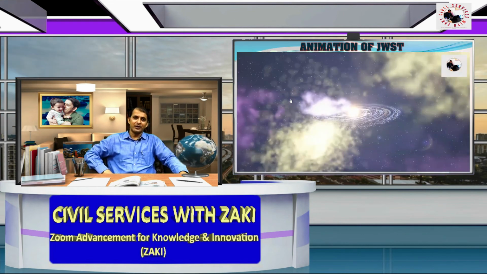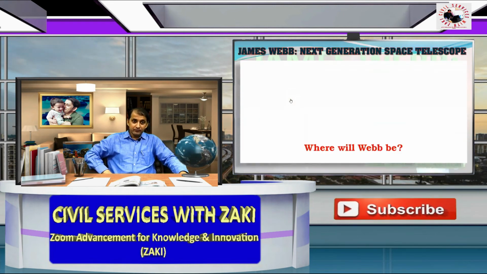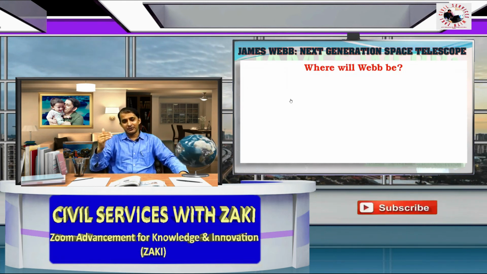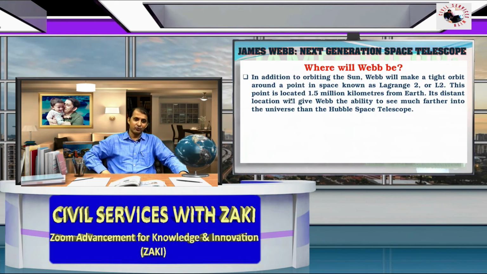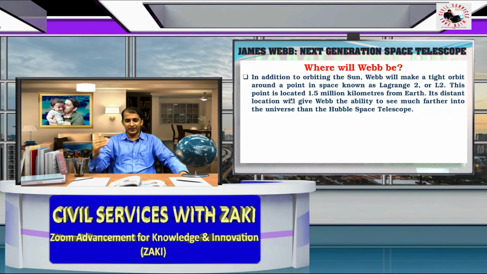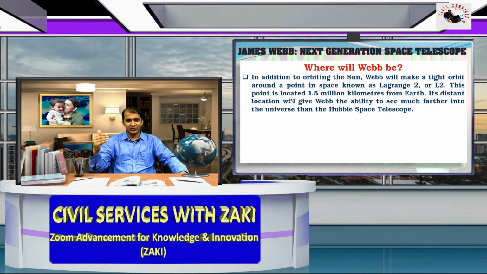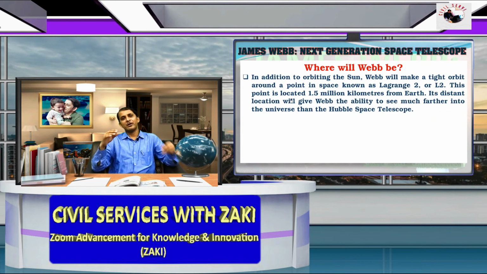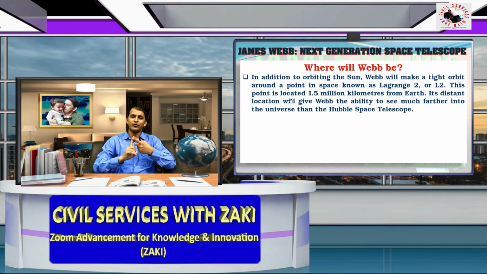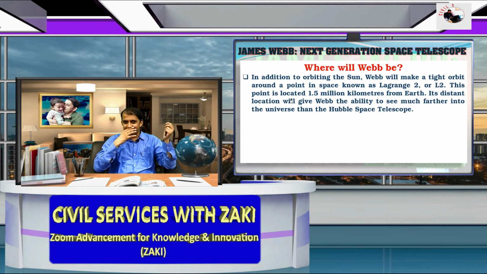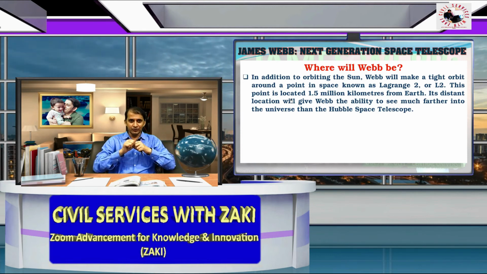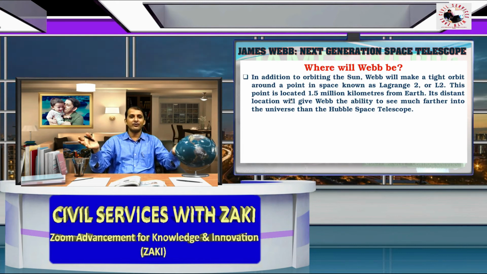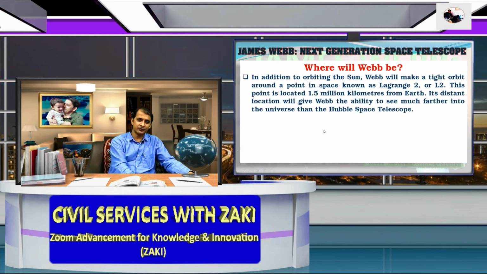So we move forward and see another thing: where will Webb be? Where will this be installed? At the L2 point. In addition to orbiting the Sun, Webb will make its tight orbit around the point in space known as Lagrange 2 or L2 point. If you want to know more about L2, L3, L4 and L5, then see my previous video. It gives the ability to see much farther into the universe than the Hubble telescope.